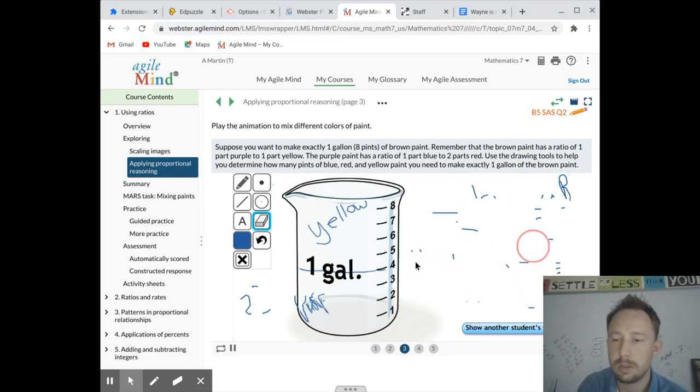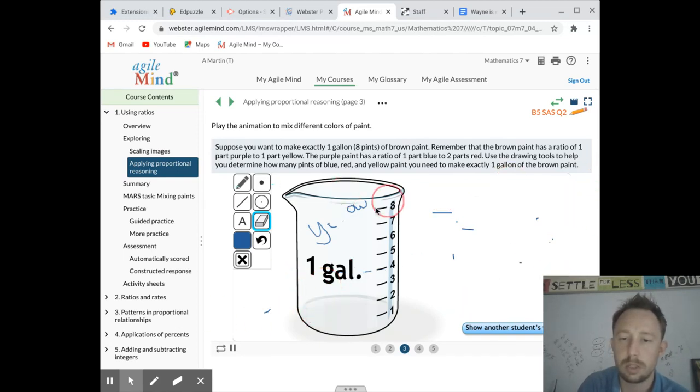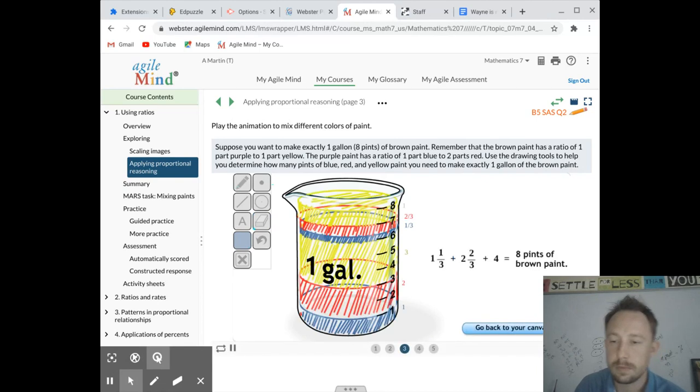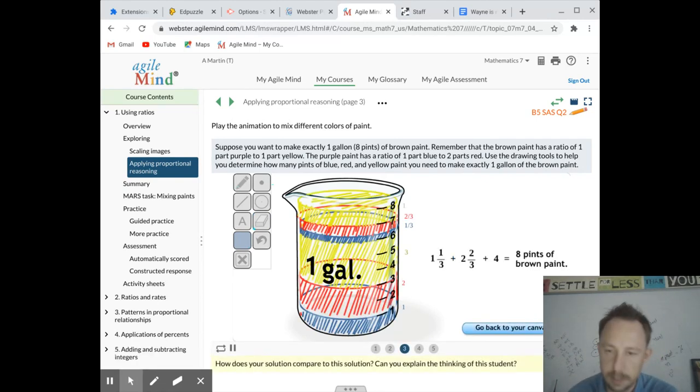Or try to. All right, let's look and see what this other student's work looks like. Let's see how they did this. They said 1 and 1/3, which is what we got, plus 2 and 2/3, which is what we got, plus 4 equals 8 pints of brown paint. All they did was a whole bunch of coloring. So they did good. They got 1 and then 2 parts of red, and then 1 and 2 parts of red once again. And all together, they got 4 parts of yellow, and they got 4 parts of the purple.